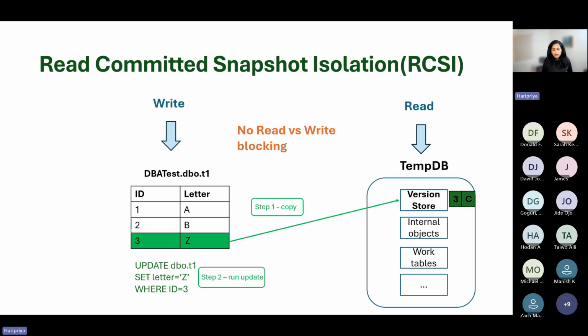So the select statement will go to the version store. So what are you achieving? No blocking between read and write operations. So this is what we get out of RCSI. And this is the main reason you enable RCSI, that way read operations are not being blocked by write.